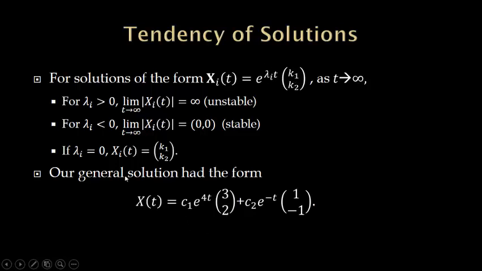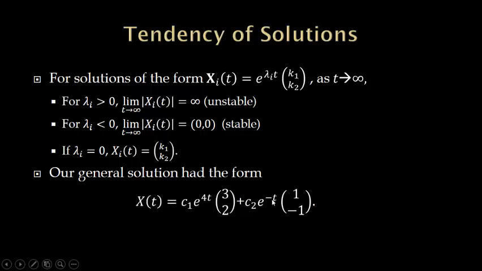For our solution set, earlier we had a general solution of this form. So for lambda equals 4, this portion, we're going to span the vector 3, 2. Remember that 0, 0 was an equilibrium solution. As the values for t go to infinity, this term right here is going to explode. The absolute value of this term, without the constant, is going to grow to infinity, unbounded. And so we call that an unstable solution.